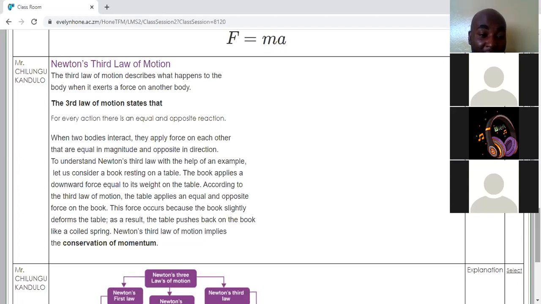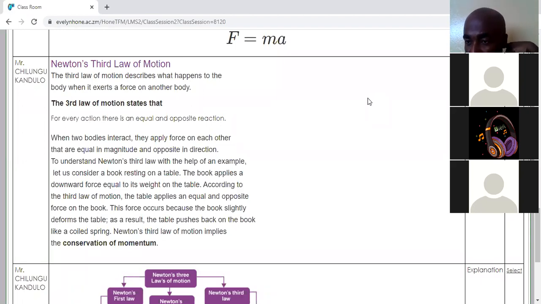Now take an example, a phone or a book, because this is school. A book will apply a force equal to its weight on the table. Then when it does that, the table will also exert a force back on the book, which will be equal and opposite. So that is interacting bodies.